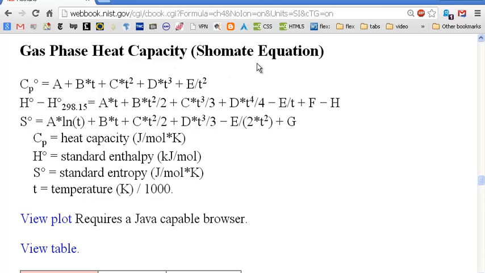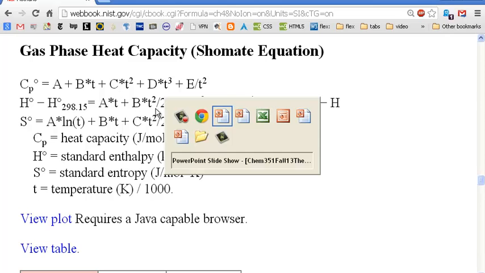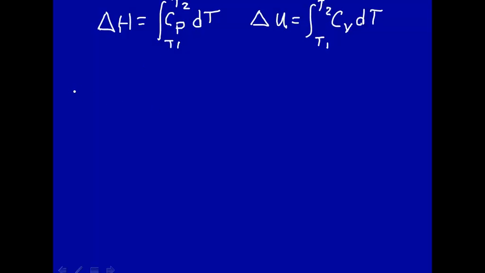This is called the Shomate equation. This is the heat capacity at constant pressure, so Cp. This is how it depends on temperature. A, constant, plus another constant times t, where t means temperature, plus C t squared, plus D t cubed, plus E divided by t squared. So this looks like a power series expansion of heat capacity in temperature. All right, so there it is. So there's the heat capacity. So let's remember that. And go back here, we're going to do a delta H.